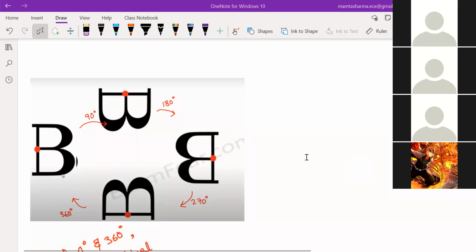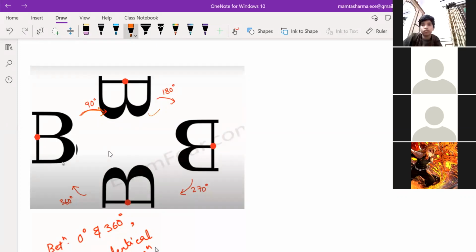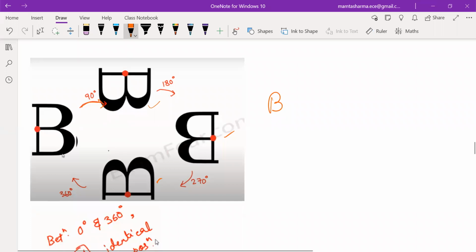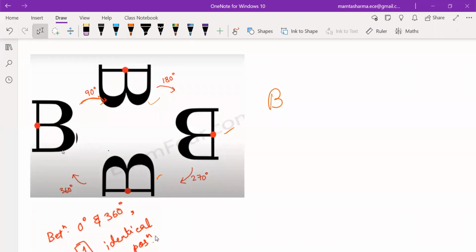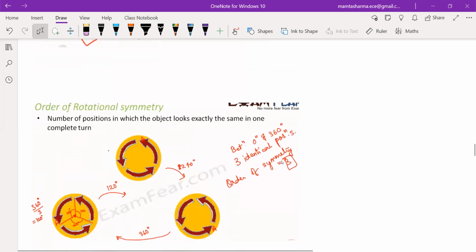So you could see here, this letter B, when we rotate it 90°, it will look like this. Again rotate 90°, it will look like this. Again rotate 90°, it will look like this. When you complete 360°, only then will it look the same as the letter B. So the letter B will have an order of rotation of 1. Okay. Now see, find out the order of rotation of this figure.